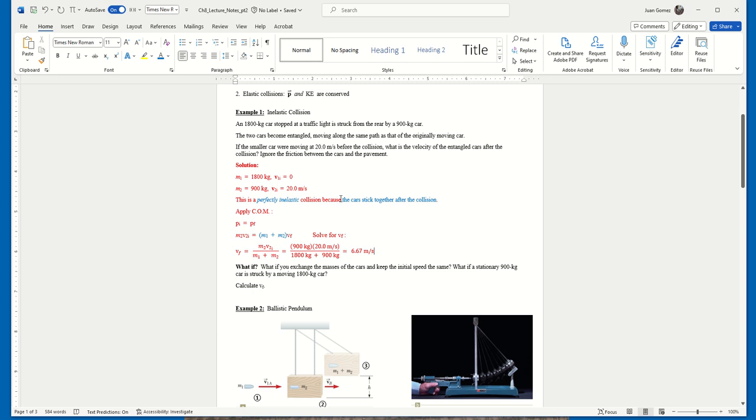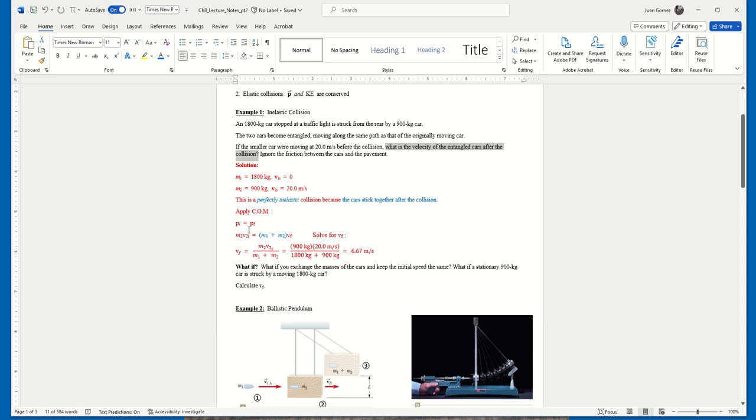Now remember, it's a perfectly inelastic collision. The cars stick together after the collision. So after the collision, we treat them as one object with a total mass of m1 plus m2. And so the final momentum is (m1 plus m2) times v final. And that's what we want. We want to know the velocity of the entangled cars after the collision, meaning we want v final.